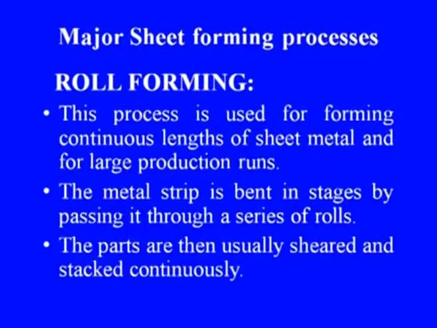First, roll forming. This process is used for forming continuous lengths of sheet metal and for large production runs. The metal strip is bent in stages by passing it through a series of rolls. The parts are then usually sheared and stacked continuously.